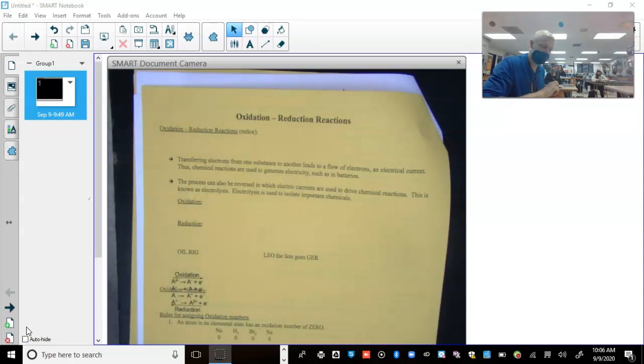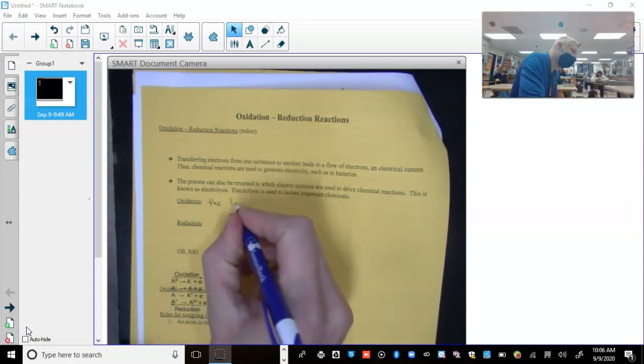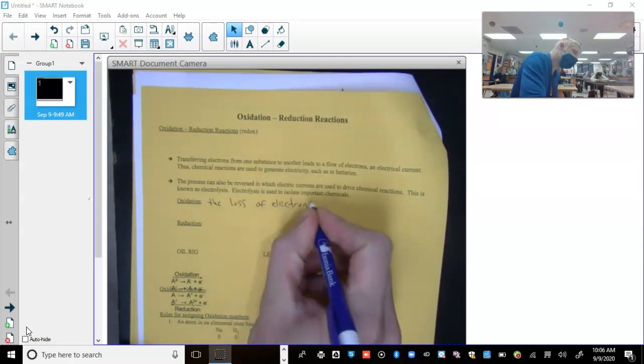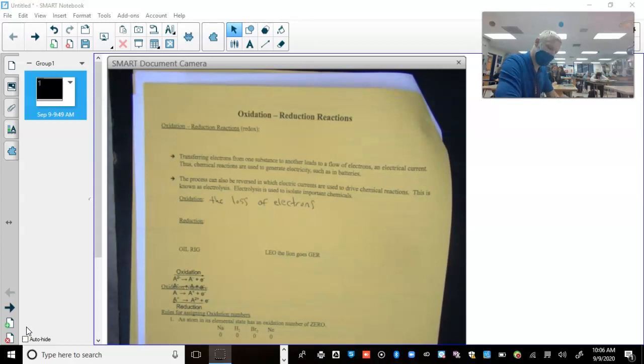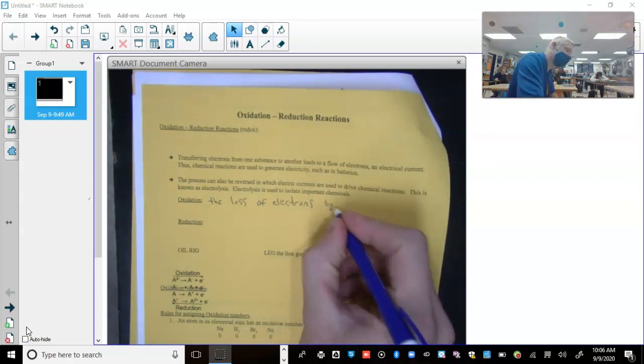In a nutshell, oxidation is the loss of electrons by an element, compound, or ion.